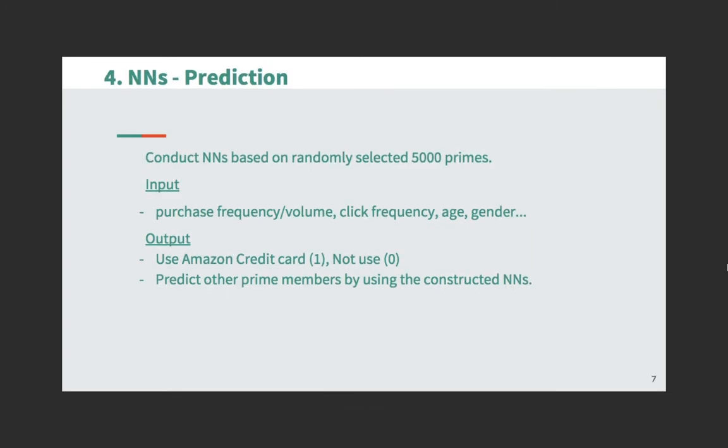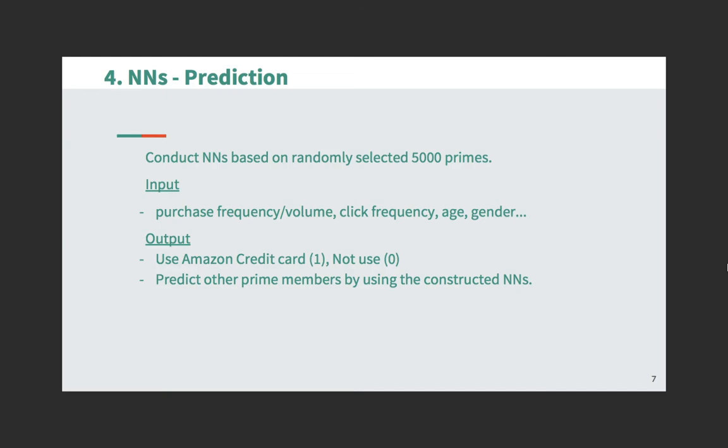Next, to estimate how many Amazon Prime members who don't have our credit card now but will start to use the credit card in the future, we plan to use neural networks to find out the possibility to use the card of each Prime member. We will select 5,000 members randomly as the sample for constructing the neural network. The input of the data would be consumer behaviors, such as purchase frequency, purchase volume, click frequency, age, gender, and other factors based on further research. The output should be, if the particular customer has used our credit card, we give it 1. If not, we give it a 0.